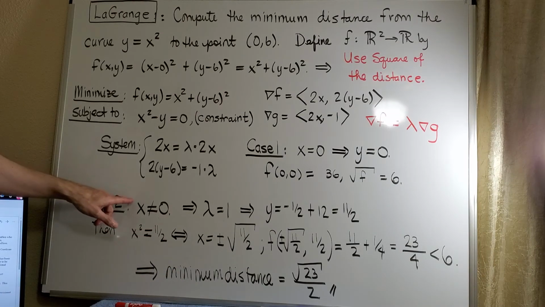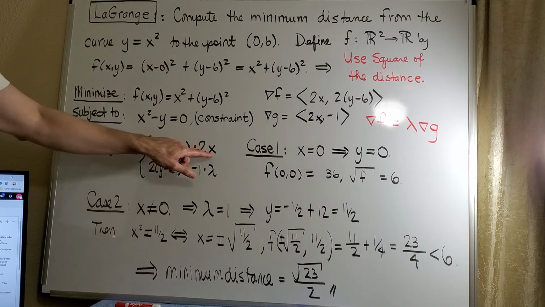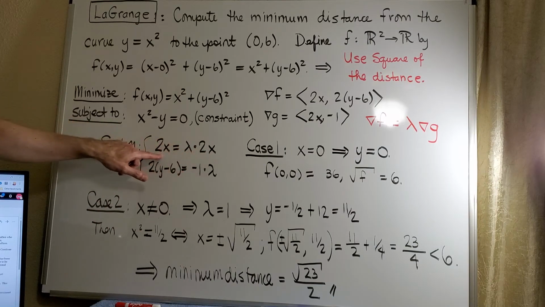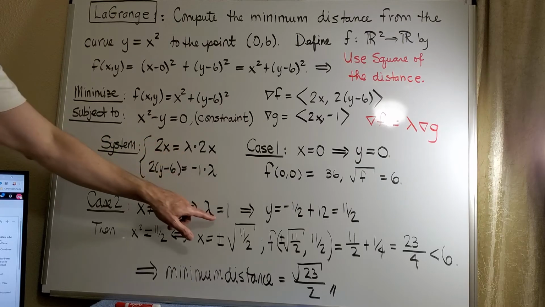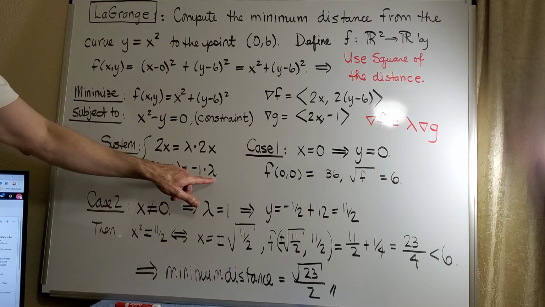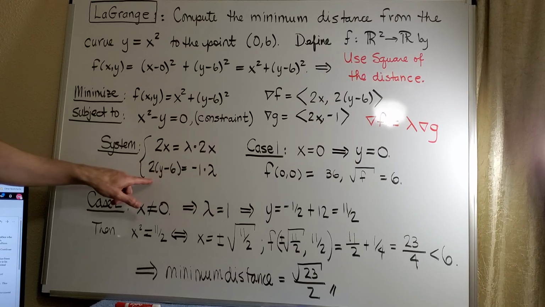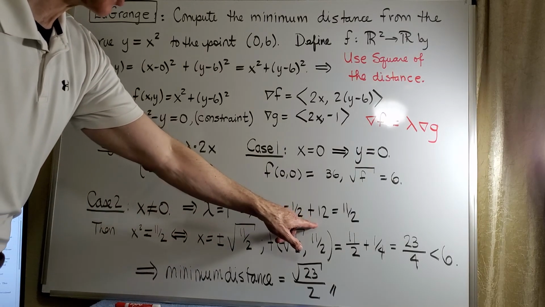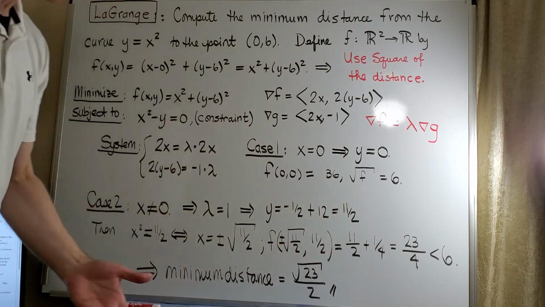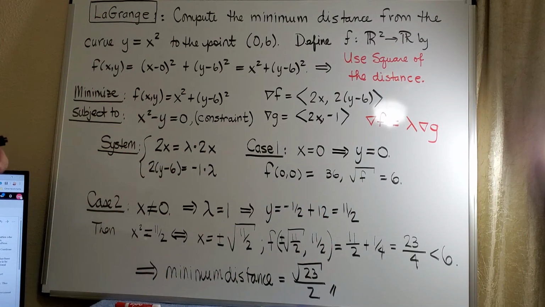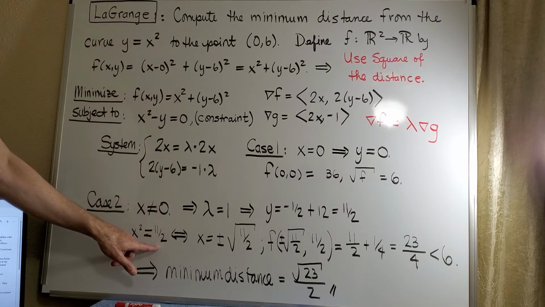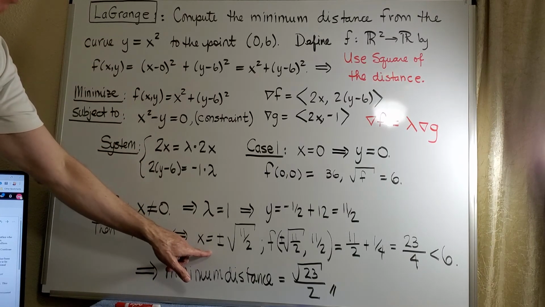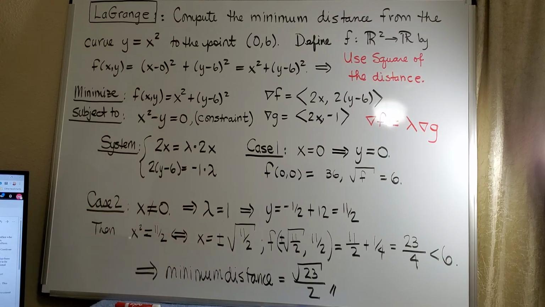For case 2, we assume that x is not equal to 0, and so now when you look up here, the 2x is just absorbed, and we just get lambda equal to 1. Now, of course, when lambda is equal to 1, we substitute here, we can easily solve for y. We'll get y is equal to negative 1/2 plus 12, and that'll give us 11 over 2. Okay, so we got the y value, we need the x value. So let's go back to the constraint curve. We'll just set x squared equal to y, which is 11 over 2. Square root property, we have x is plus or minus the square root of 11 over 2.